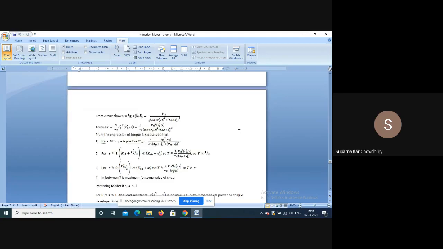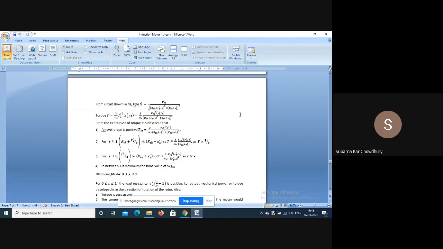Now from this equation we can observe that at starting, when S is equal to 1, the torque is positive. So the machine has a starting torque. It is self-starting. So T starting, we can get the value by putting S equal to 1 into this equation. And this is the value of the starting torque.